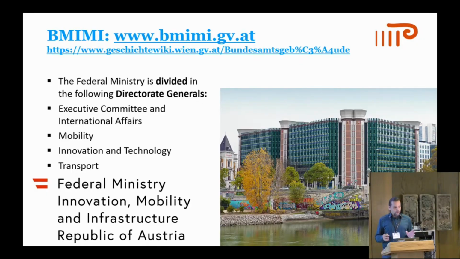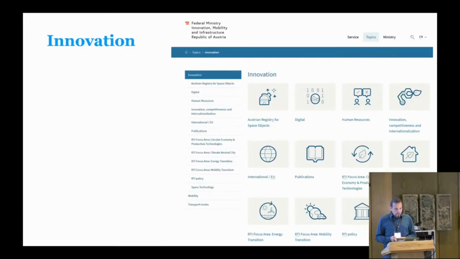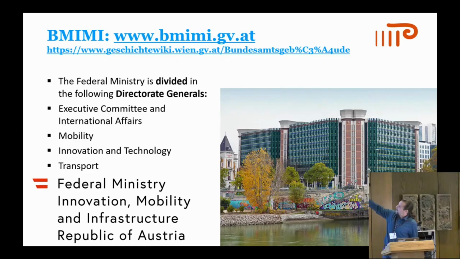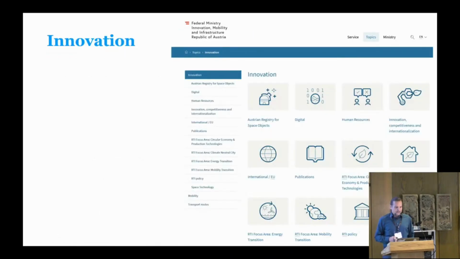So it is divided in 4 directorate generals. One is the Executive Committee and International Affairs. Then you have Mobility, you have Innovation and Technology and Transport. With this link, you can read more about the building. It's only in German. That's from the Vienna History Wiki that we celebrated last year in Vienna, if you were at the conference.